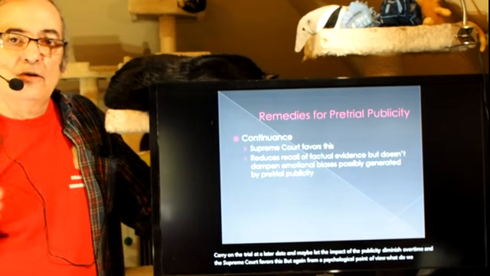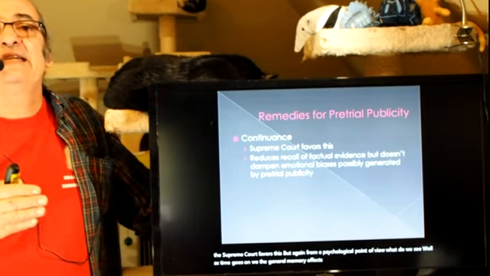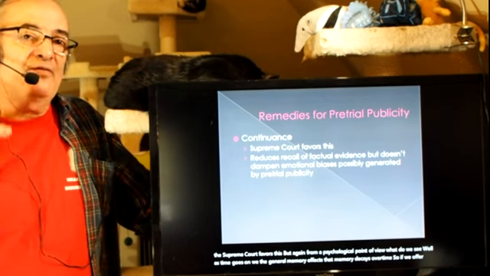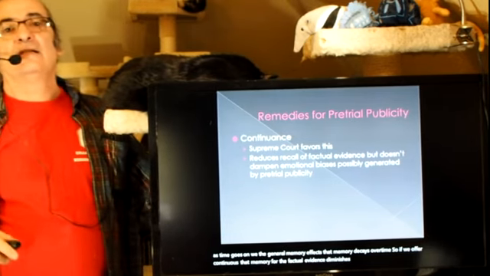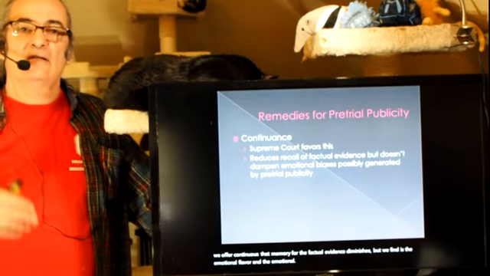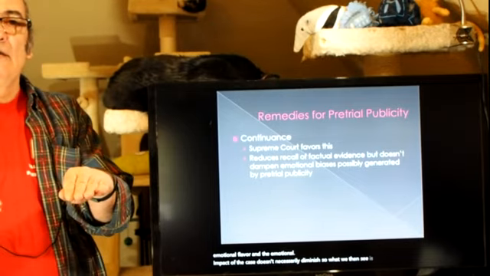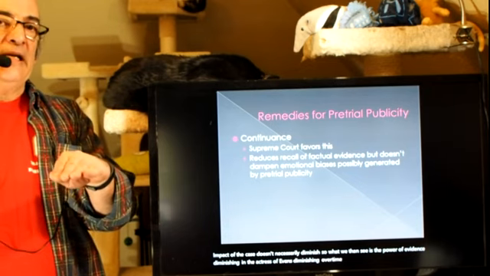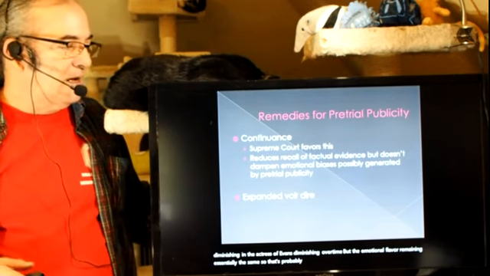Well, as time goes on, we know that general memory effects, that memory decays over time. So if we offer a continuance, the memory for the factual evidence diminishes, but what we find is the emotional flavor and the emotional impact of the case doesn't necessarily diminish. So what we then see is the power of evidence diminishing and the accuracy of evidence diminishing over time, but the emotional flavor remaining essentially the same. So that's probably not a good thing for a fair trial, right?